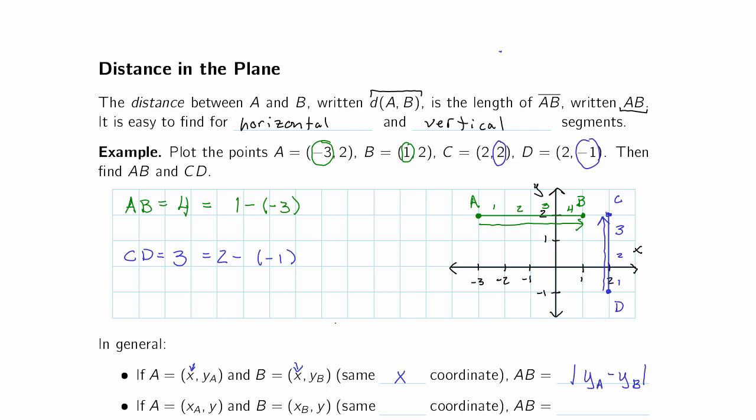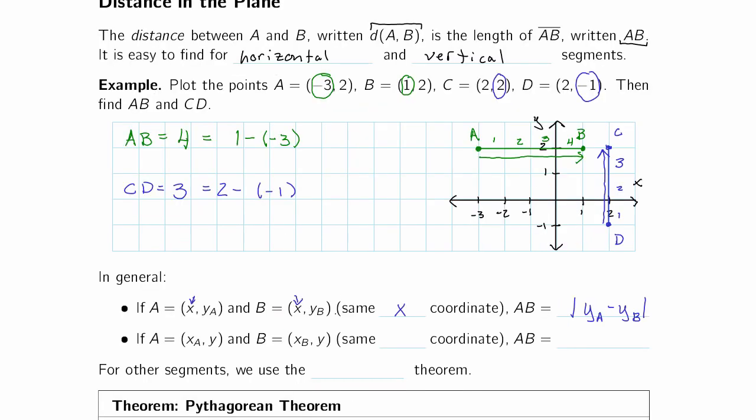If we have 2 points with the same y-coordinate, notice same y-coordinate, then those are on the same horizontal line, and to find the distance we just subtract the x's. And again, we want to subtract in the order that gives us a positive number. So we'll just take the absolute value. Instead of being fussy about the order we subtract in, we can just subtract in any order and then take the absolute value.